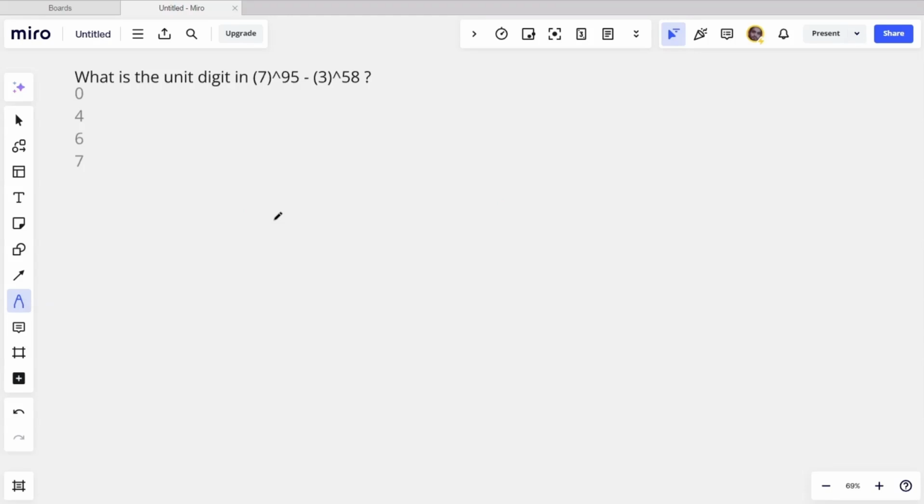So as you can see, this is our question, and let me clarify that this question is based on the concept of power cycle. So it is recommended that you know the concept first, then try to solve these types of questions. So let's come to the question.